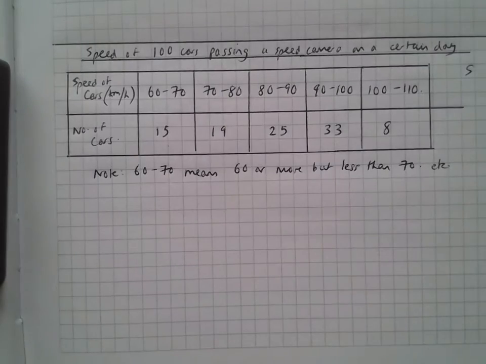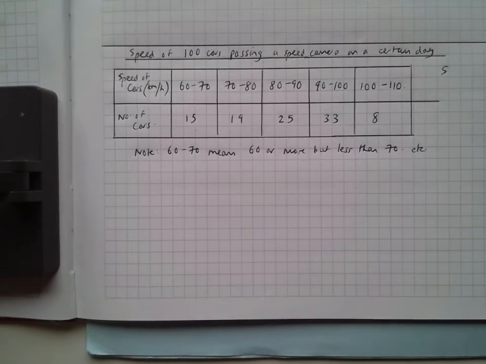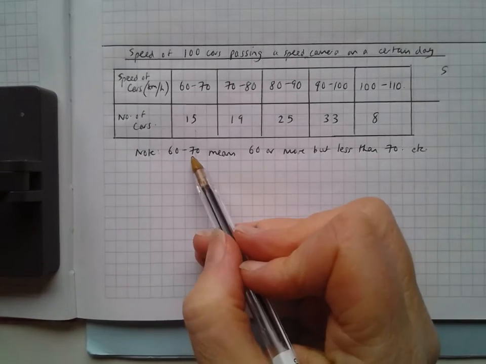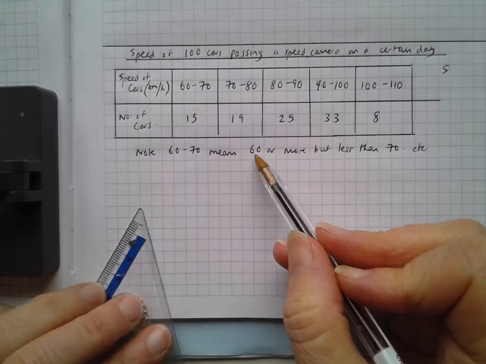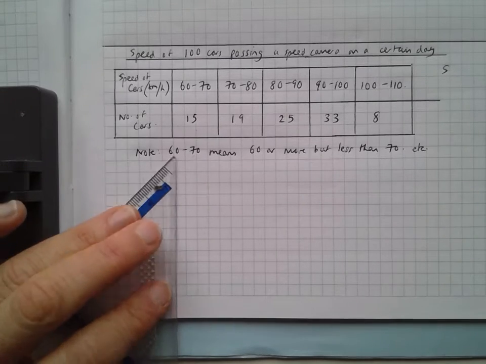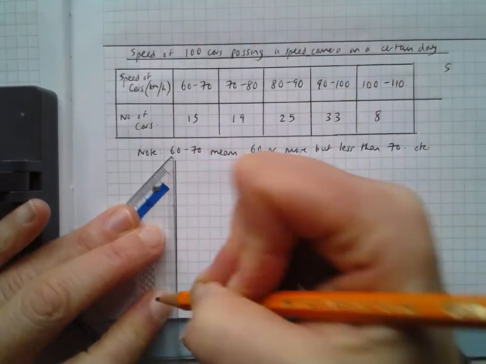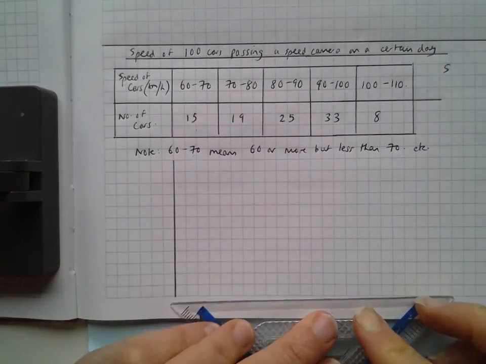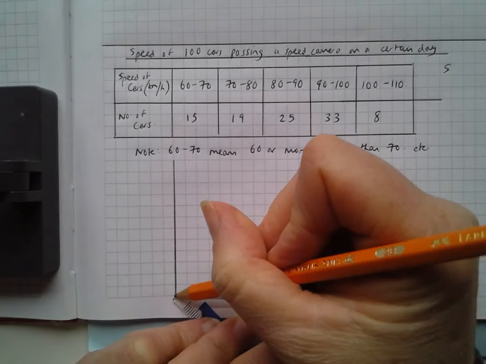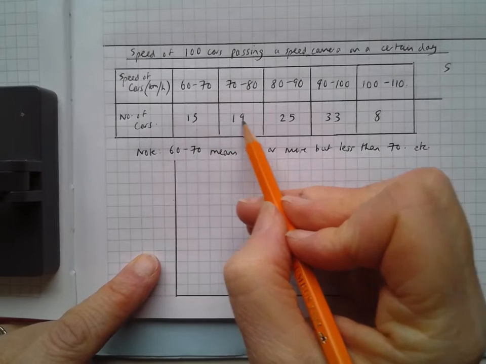If you notice, we're told in a note, and there should be a note on all grouped frequency tables, that 60 to 70 means they were going any speed between 60 all the way up to 70, but not quite 70. So what we're going to do here, hopefully I've got enough room, is draw our axes. Here is my horizontal axis, and there's my vertical axis.